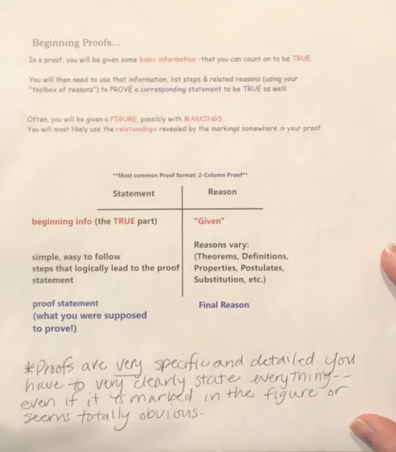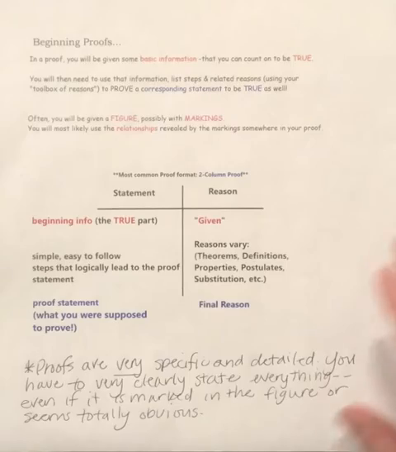The thing about proofs is that they're very specific, very detailed, very nitpicky. You really have to say everything, no matter how obvious it seems, and you have to actually say it in a statement. Even if the figure is marked with it, you still have to actually make a statement about it in the statement column. That'll be more clear once we do an example.